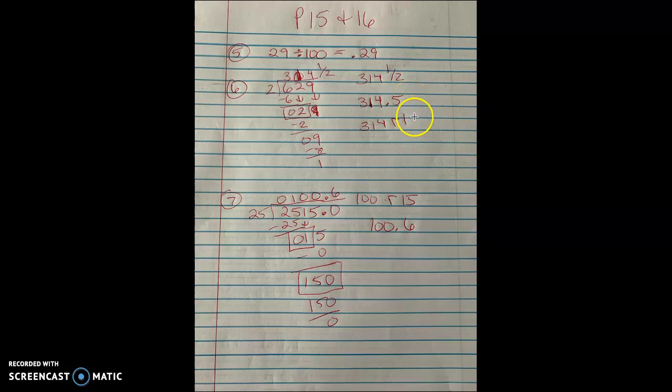Question number 7, I got 100, remainder 15, and then I added a decimal, added a 0, brought down a 0, and divided again, and I got 100.6 as my decimal.